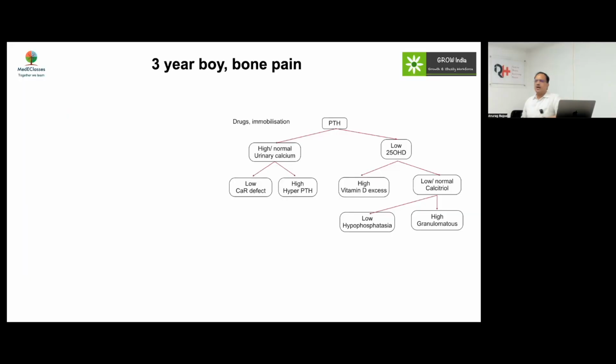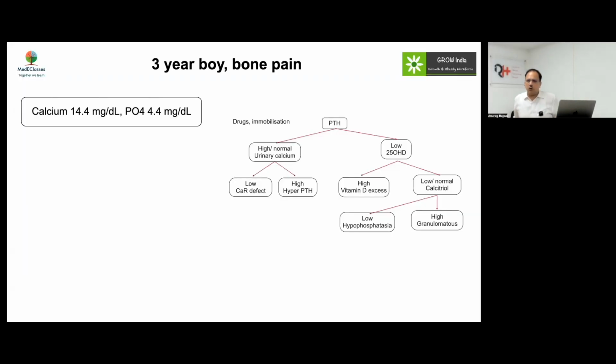We'll be focusing today on a very important, although rare but complicated, topic of hypercalcemia. We had this 3-year-old boy who presented with bone pain and was found to have a high level of calcium where the phosphorus was at the normal level. When I discuss the pathophysiology, we'll understand that calcium and phosphorus, both of them we have to assess in a proper fashion to achieve the right diagnosis.